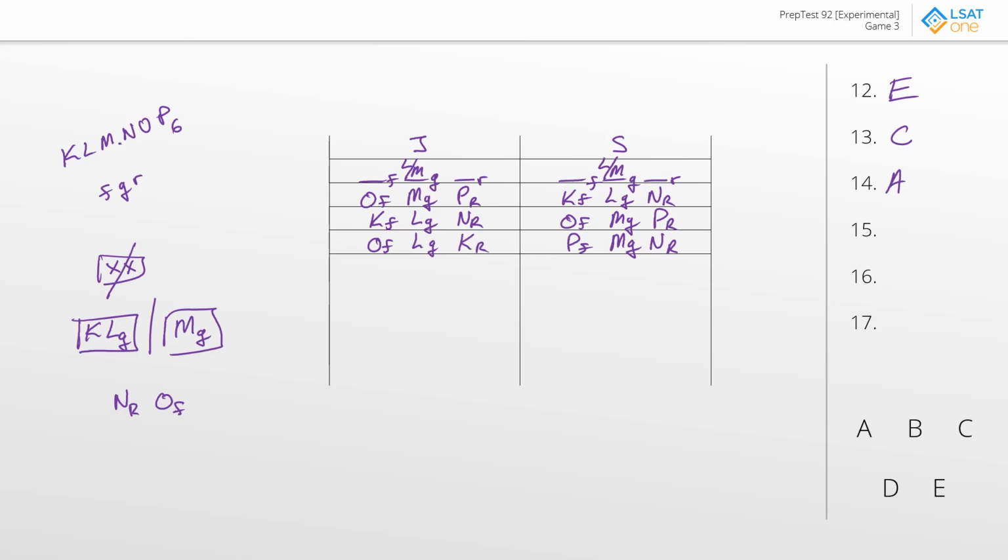Nice. The question asks, which of the following now must be true? Let's go. Answer choice A, K does French. Nope, K is doing Russian. Answer choice B, K does Russian. There it is. Best answer to question number 15 is B.